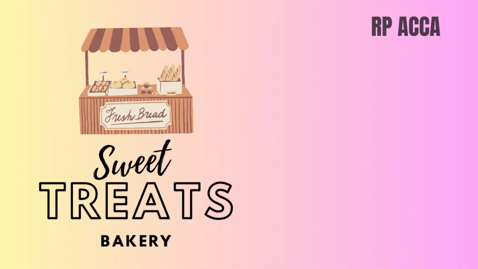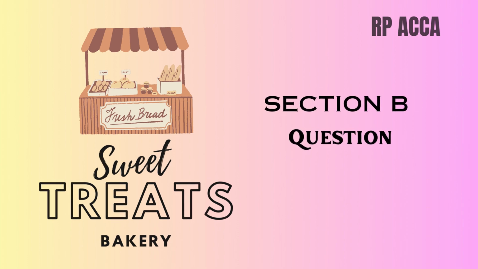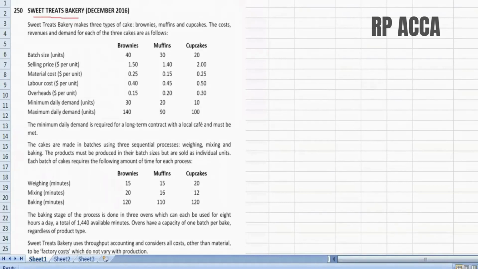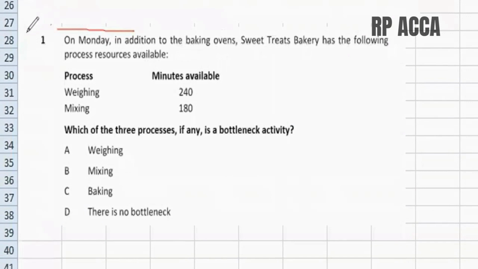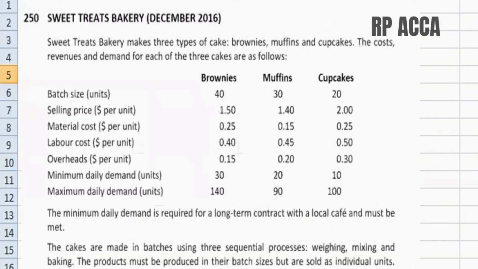The question we are going to solve is Sweet Treats Bakery. You can find the question in your revision kit. It's a Section B type question, and we are going to solve only the first requirement of this question, which is related to bottleneck. I recommend you pause the video here. Try attempting this question before continuing further. At least read the question scenario once. All right, let's start the question.